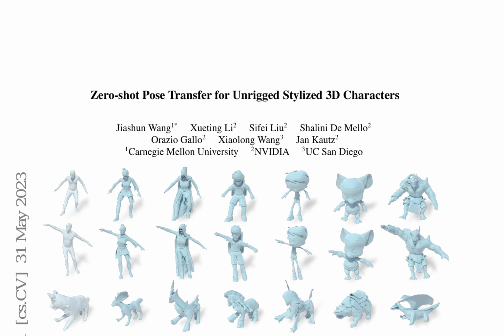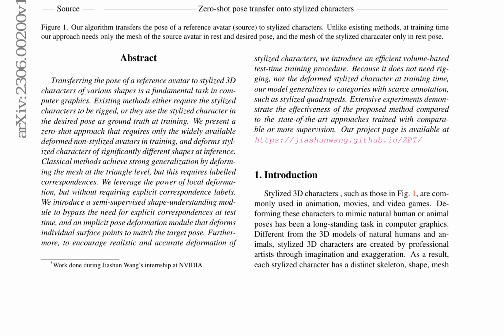This research paper introduces a novel approach to transferring poses from a reference avatar onto stylized 3D characters, eliminating the need for manual rigging or explicit correspondences. The proposed model combines learning-based methods and classical mesh deformation techniques, allowing for zero-shot pose transfer between significantly different shapes.